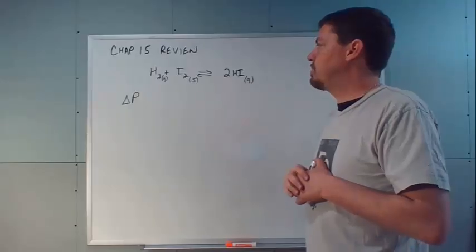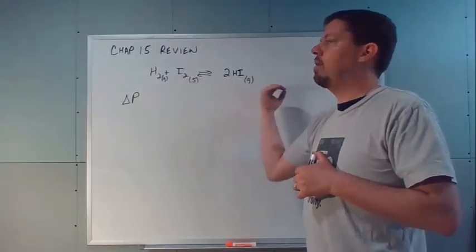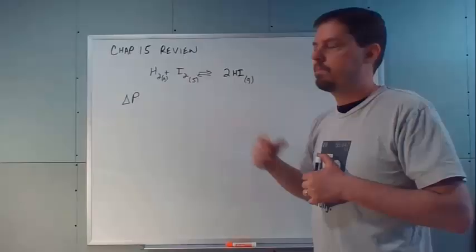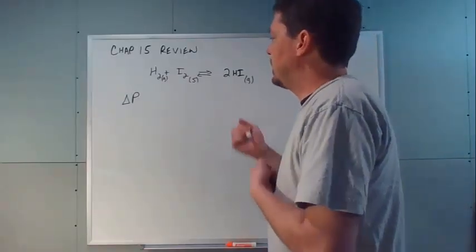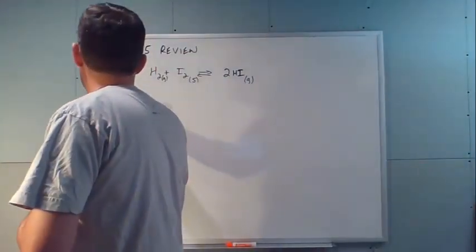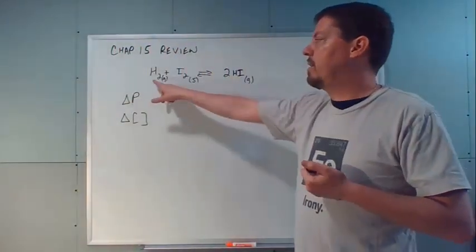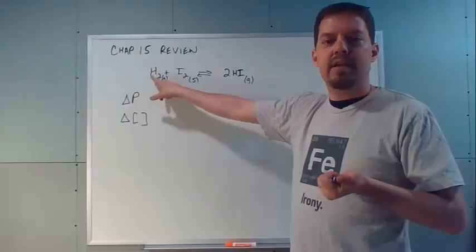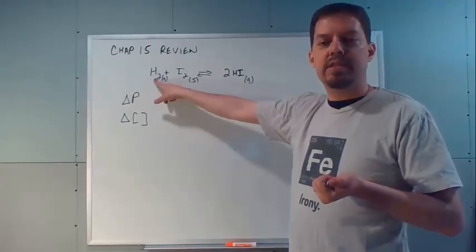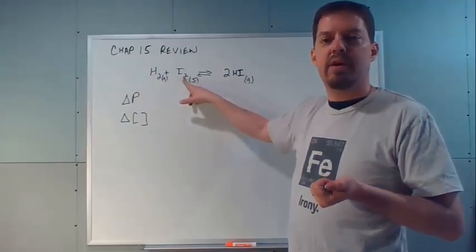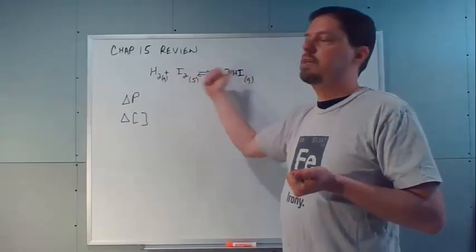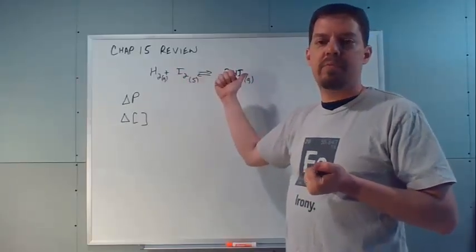If I decrease the pressure, the opposite will occur. It will allow more of my product to form. All right. Another thing is changing the concentration or changing the amounts. Well, if I change the amount of hydrogen, let's say I increase it. If I increase the amount of hydrogen, that increases the likelihood of a collision between hydrogen and iodine. So that's going to cause the forward reaction to happen more.